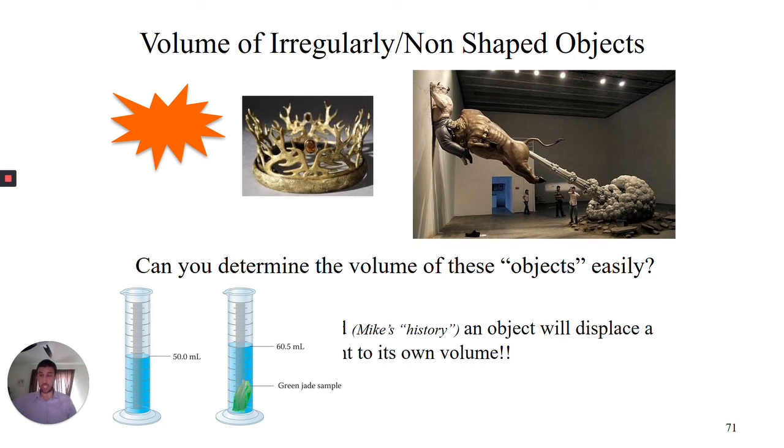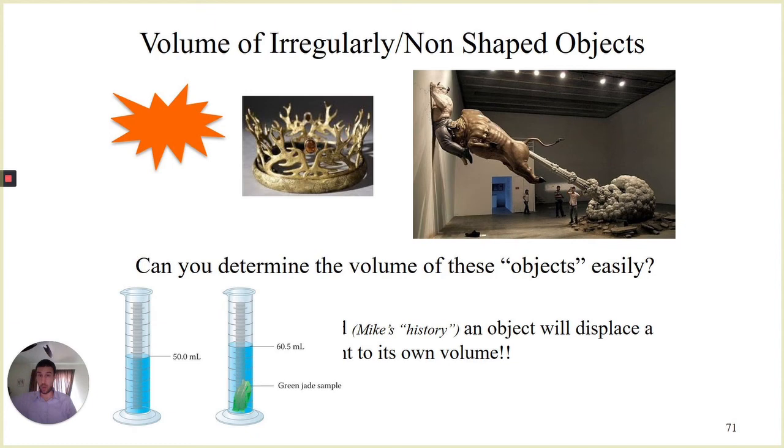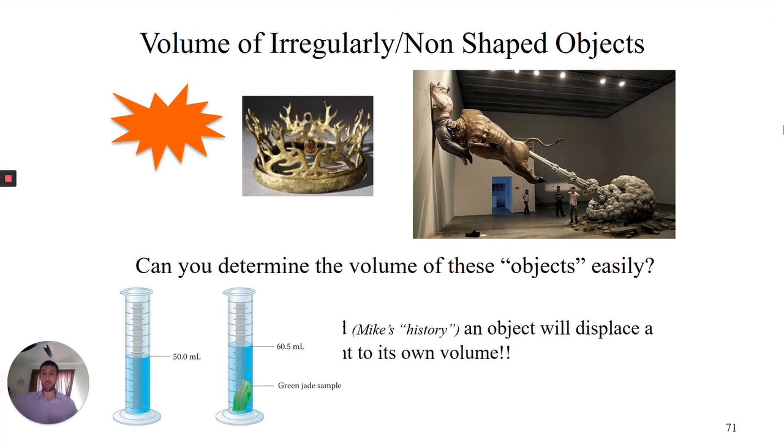It's going to increase by the exact volume of the object we put in there, which means if I want to know the volume of that green jade sample, what I have to do is take the final volume minus the starting volume. It's an odd way to write that. And I would be able to determine that the volume of that jade object was 10.5 milliliters, relatively simply and easily, and with better precision than the assumption of all the small little measurements made of that object. Okay, and so that's why it's cool.